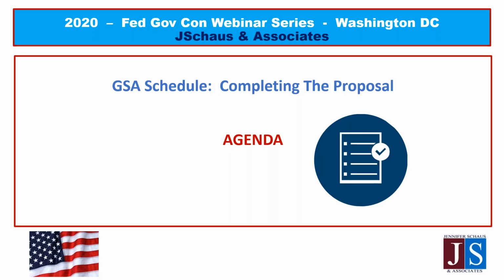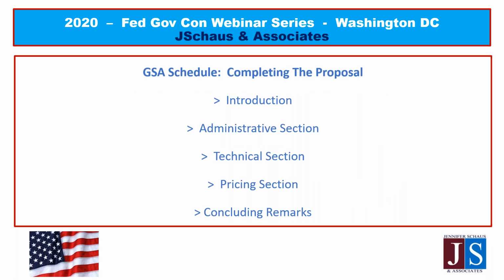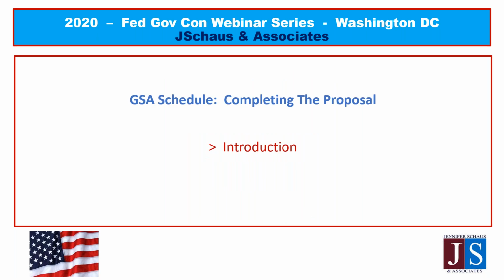Okay, so just to keep things organized, we've got a short agenda here. We're going to do a brief piece on the introduction, just a little bit about GSA. We'll talk about then the three different sections, the admin, technical, and pricing section of the proposal. I've got some concluding remarks, and then we'll wrap it up. So it should take, let's say 30 minutes maybe, give or take 5 or 10.